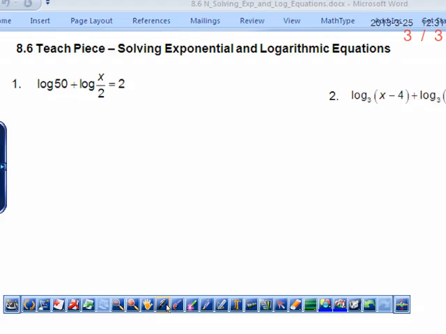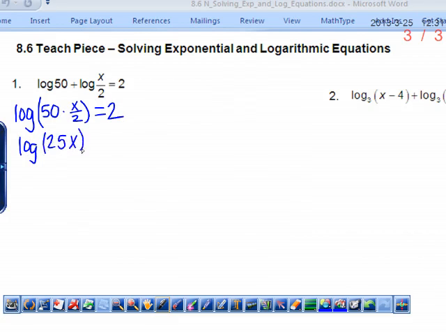So what's the first thing we're going to do here on number 1? Okay, combine the left-hand side. So this is going to be log of 50 times x over 2 is equal to 2. What is 50 times x over 2? So this is log of 25x equals 2. What am I going to do from here?